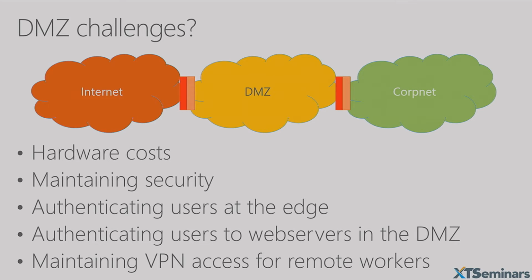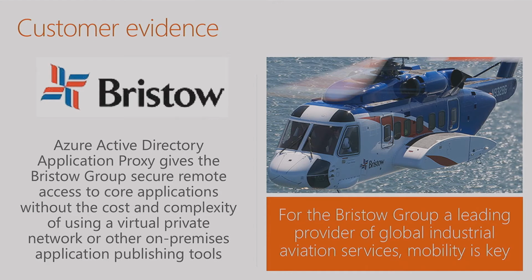And then, of course, VPN access. How do we maintain that? There's a lot of work to do if we're going to implement our own DMZ. Now, the Azure AD application proxy can solve a lot of these problems. But what I put in here is a couple of bits of customer evidence.